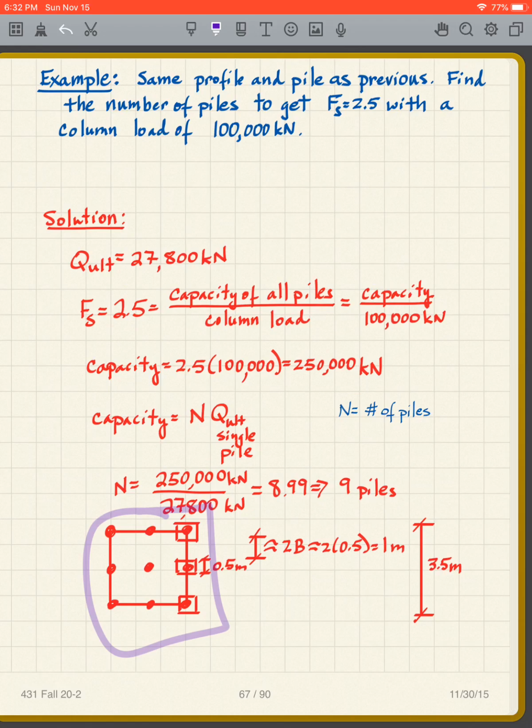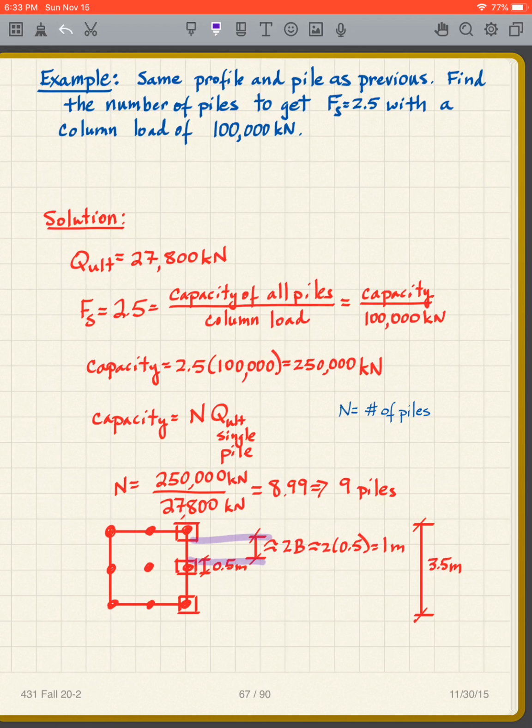There's my pile distribution under my pile cap. Some of you are asking, how do we get the number of piles? It took us a long time to get here, but that is basically what we do. We want to space these out approximately 2b distance edge to edge.